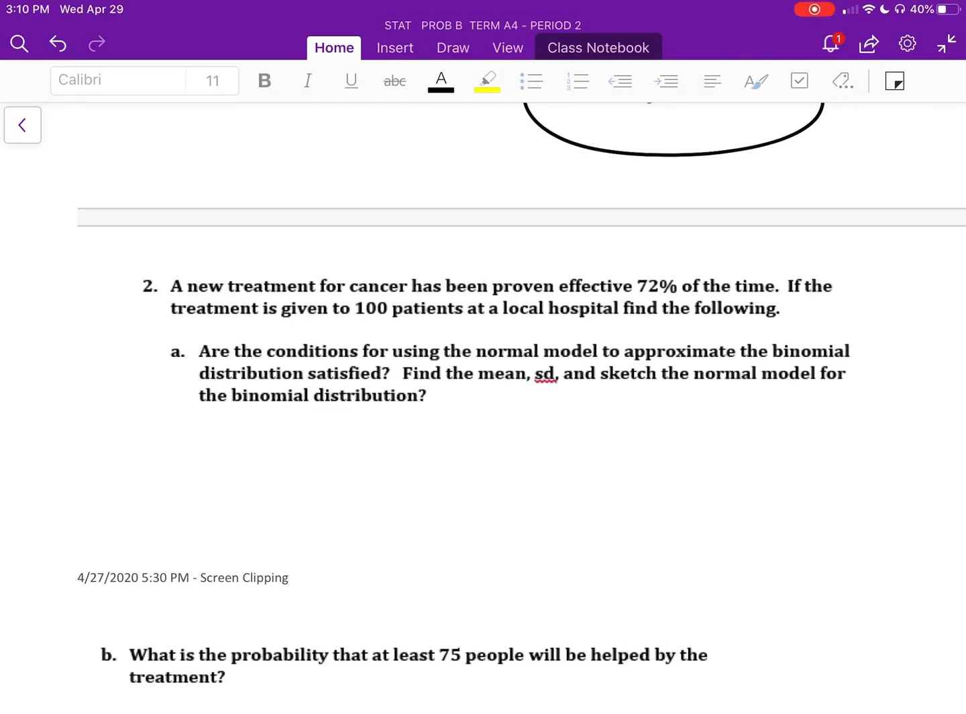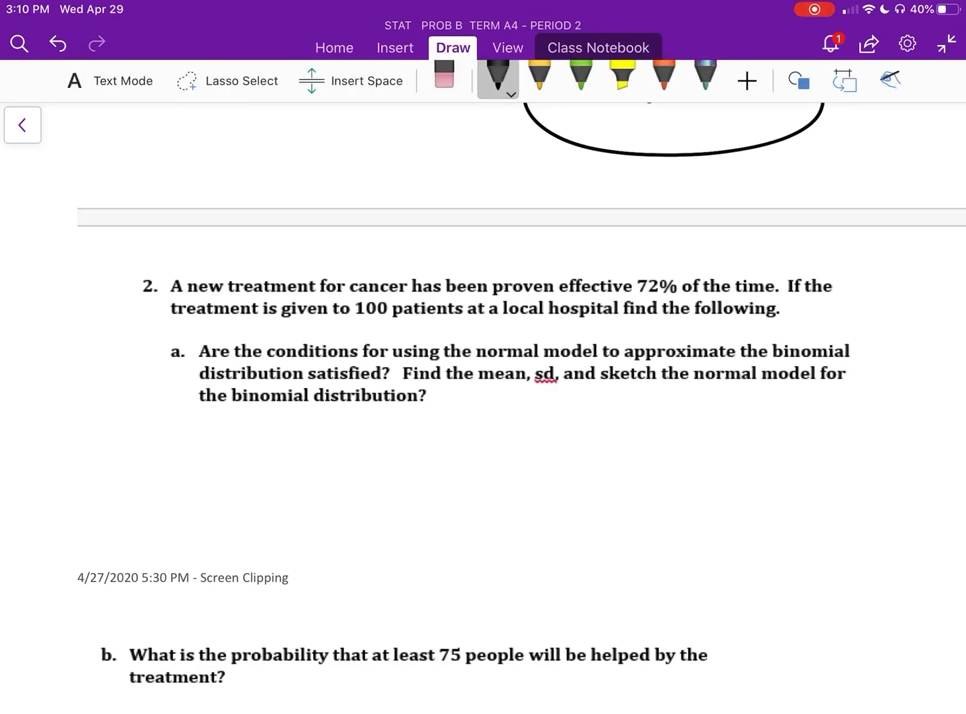All right, so let's look at our second example. And again, I'll give you an easy sample size because we're only working with 100 patients. The new treatment for cancer has proven effective 72% of the time. If this treatment is given to 100 patients, can we use a normal model to approximate the binomial distribution?